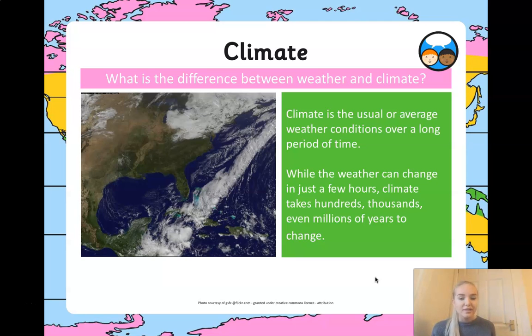We can identify the UK as having a temperate climate. Now that won't change tomorrow or the day after or the week after that. That has been a temperate climate for many, many years, and it will continue to be a temperate climate for many years too, based on the average weather conditions over a long period of time, just like we're going to find out what the climate of a tropical rainforest is today.